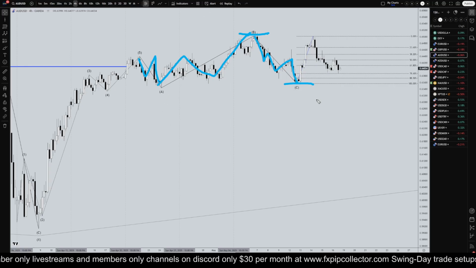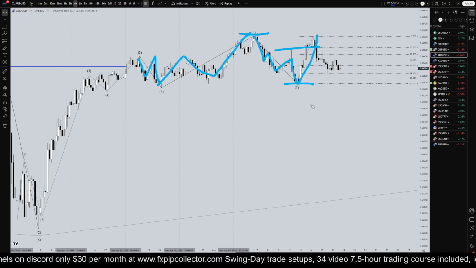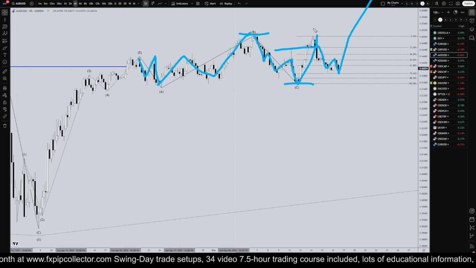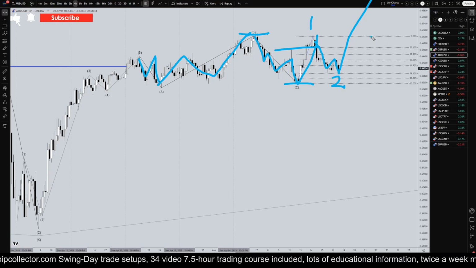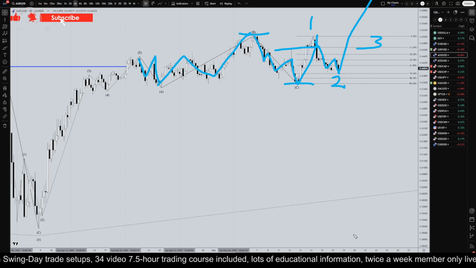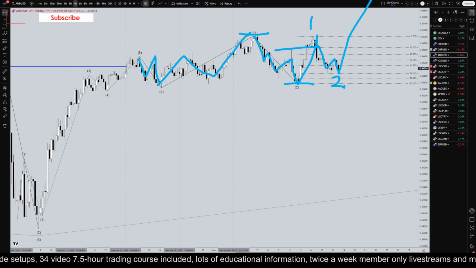So whether it's a WXY or an ABC, it's a running one because it's a higher high wave B and a higher high wave C. Then we have impulsive up, breaker structure. We have corrective down. I think this move down is going to make a higher low, and I think we are potentially going to end up continuing the weekly, monthly time frame uptrend.